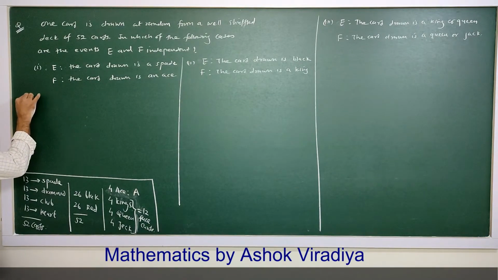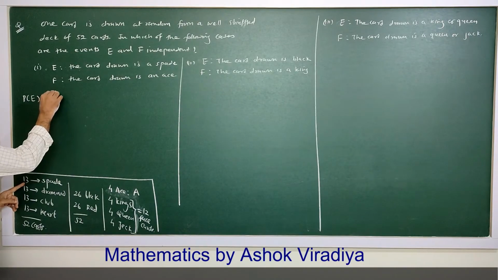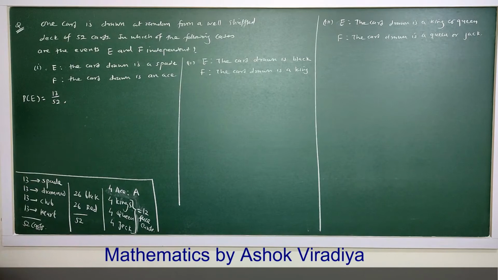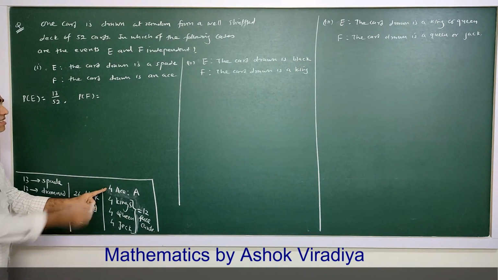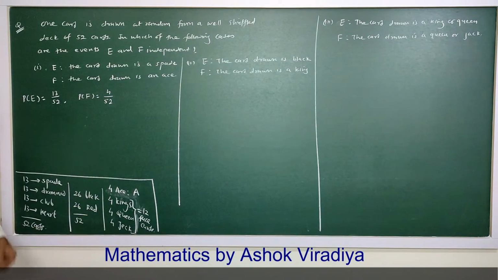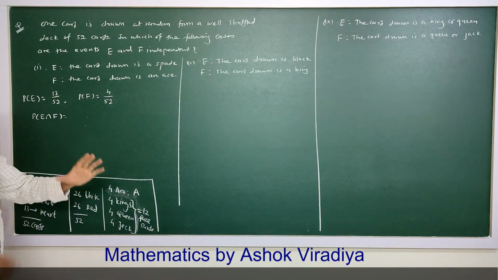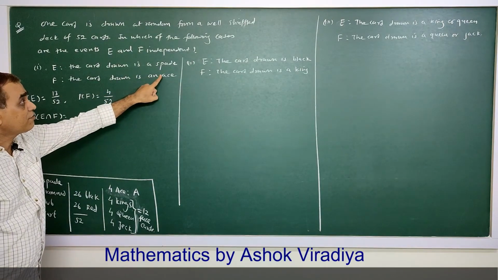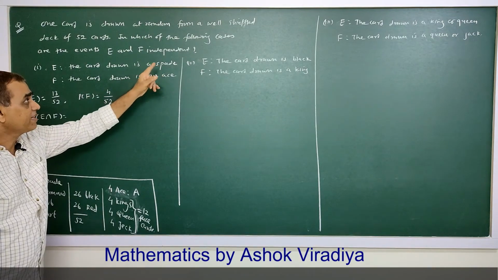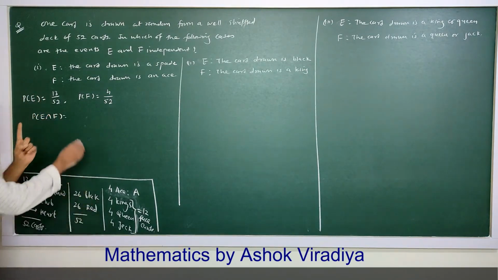Now here, probability of E, card drawn is a spade. There are 13 spade. So 13 by 52. Probability of F, card drawn is an ace. There are 4 ace cards. So 4 upon 52. Then probability of E intersection F. E intersection F means a card having both properties, an ace from spade. So ace of spade, there is only one card. So 1 by 52.